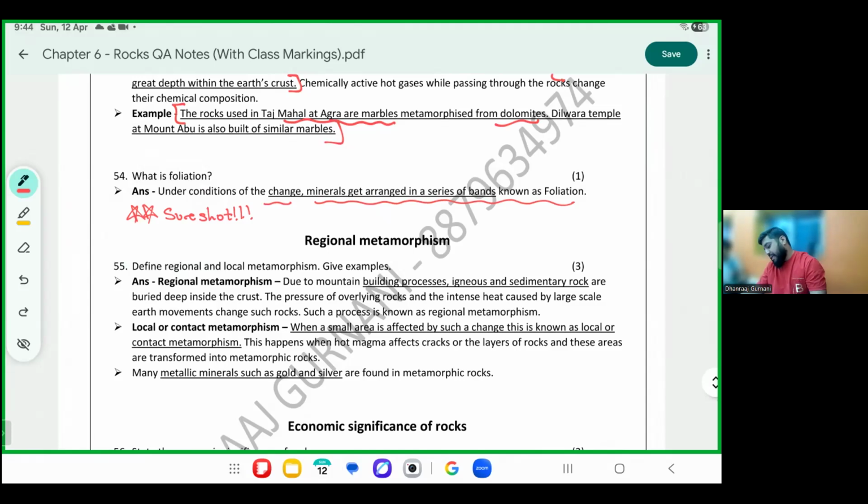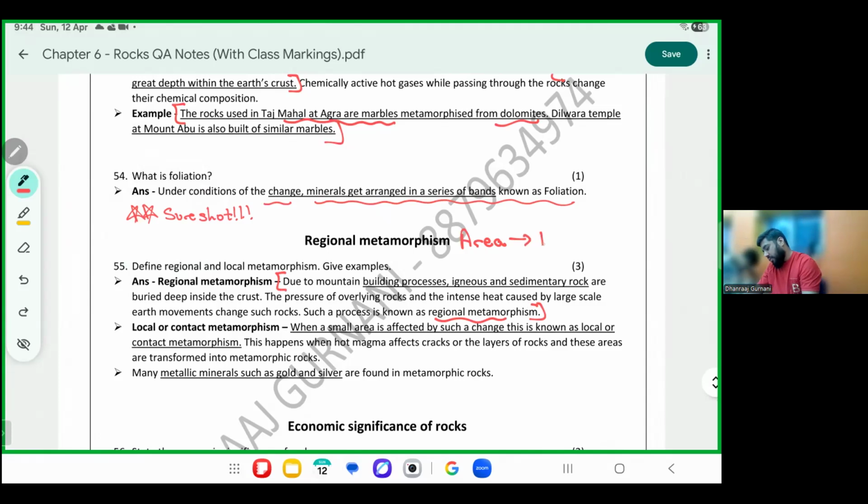Due to mountain building processes, igneous rocks and sedimentary rocks are deep buried inside the crust. The pressure of the overlying rocks and intense heat caused by large-scale earth movements results in regional metamorphism. Regional means over an area. Over an area, it will happen.